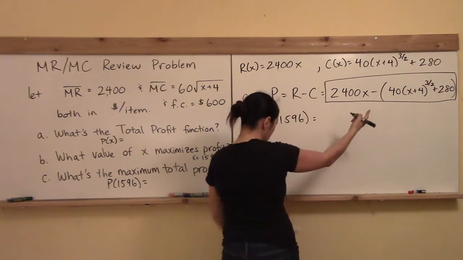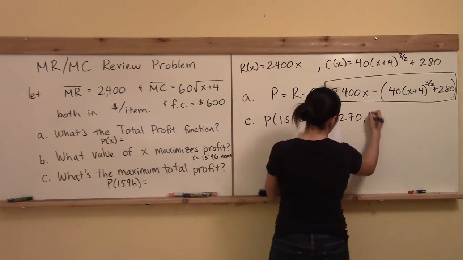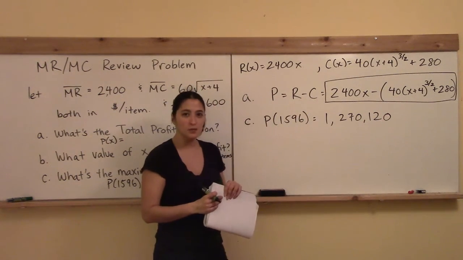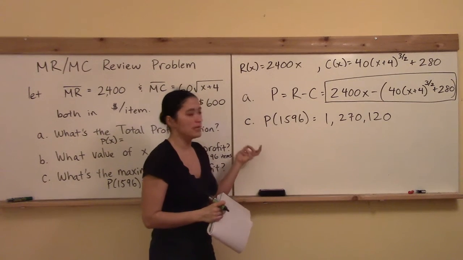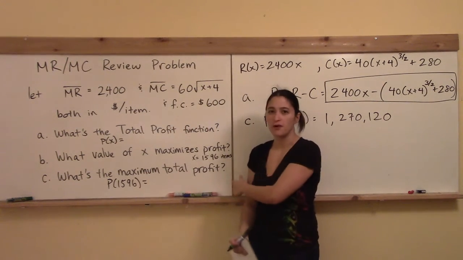B and plugging it into this function right here, and you're going to get 1270120. Ooh, that's a lot of money, like 1.3 million bucks. Well, they cost 2,400 each. They're very fancy things. Now wait, before I box that, it says, what's my maximum total profit?